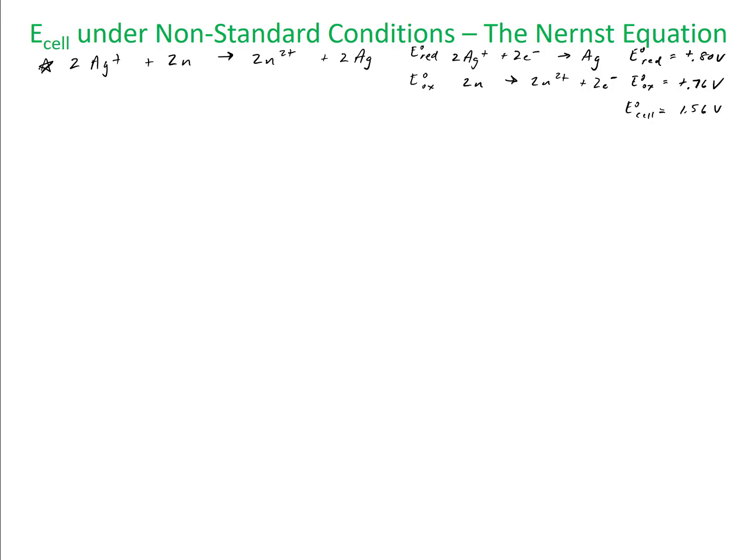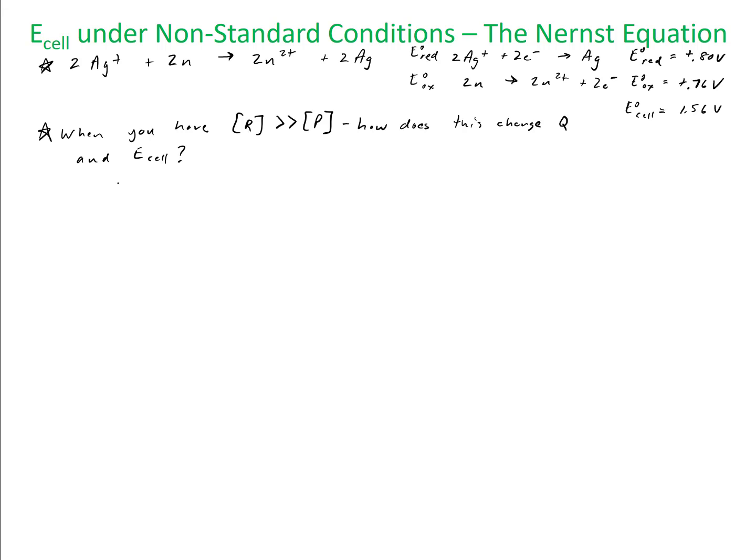So let's take a look at when you have lots of reactants compared to your products. How does this change Q and Ecell nonstandard? Let's just throw some random numbers in there. So I have Ecell nonstandard equals Ecell standard minus 0.0592 over n times the log of Q.